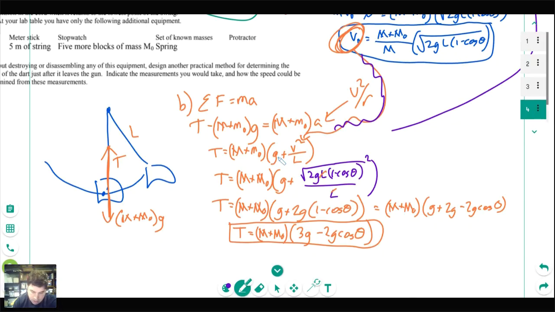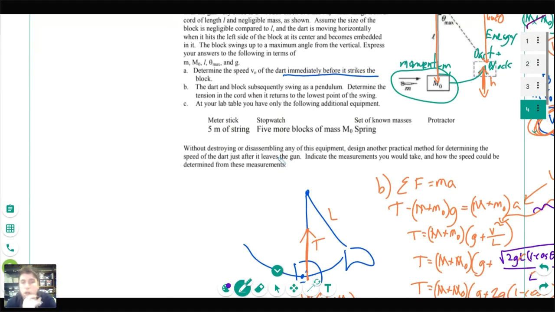Okay, and then finally, part C. At our lab table, we're also given this set of equipment. Without destroying or taking apart any of the equipment, how else could we figure out the speed of the dart just after it leaves the gun? Okay. So instead of using a pendulum, we're going to use a spring. I guess, yeah, this looks very similar to the previous question we just did.